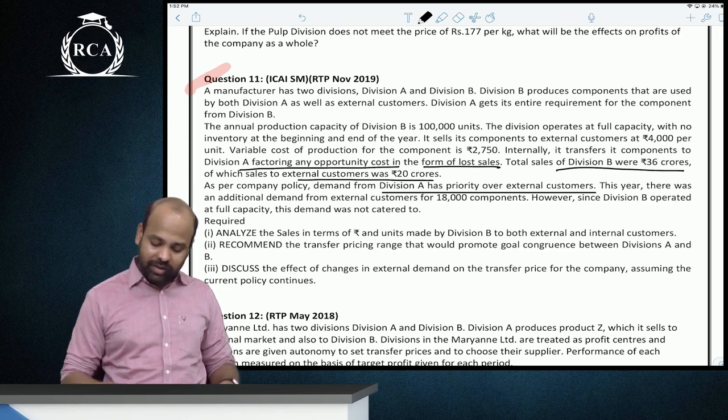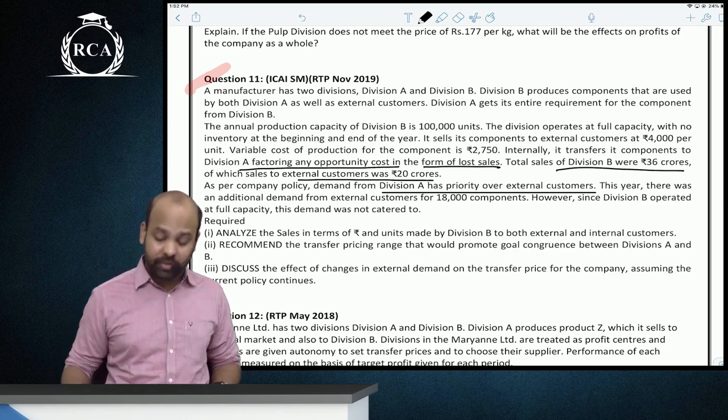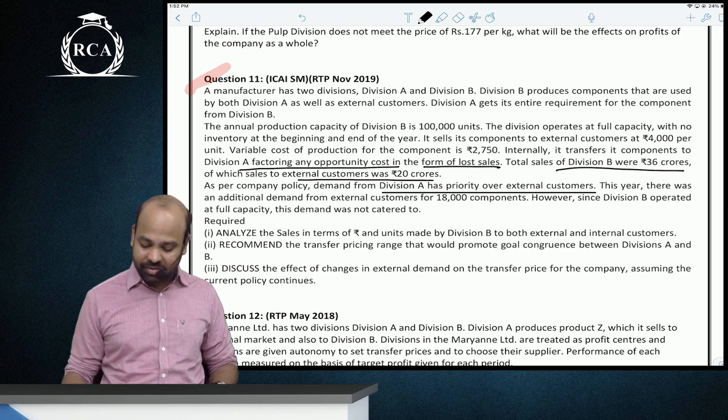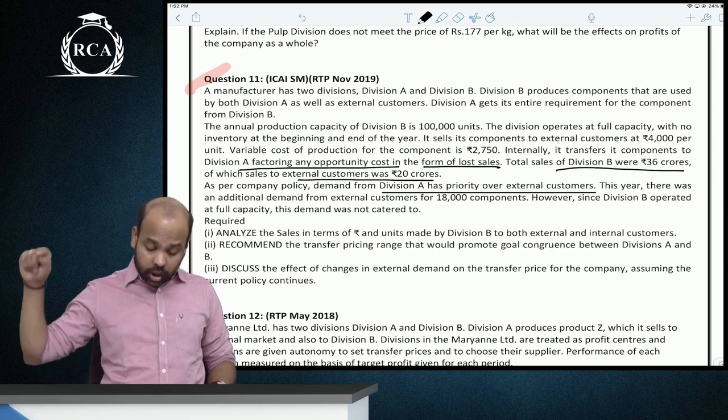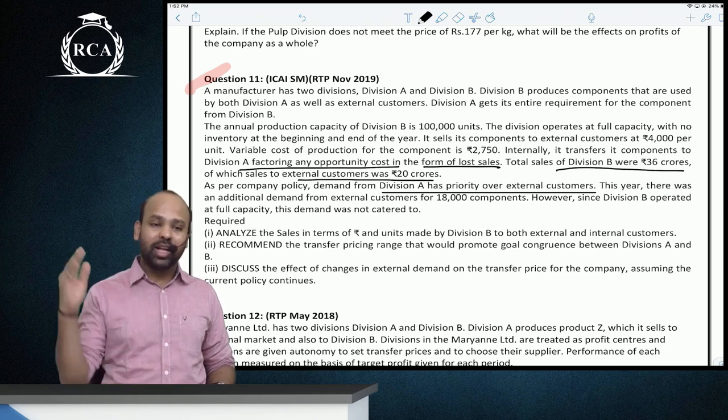Recommend the transfer pricing range that would promote goal congruence between divisions A and B. Discuss the effect of changes in external demand on the transfer price for the company, assuming the current policy continues.